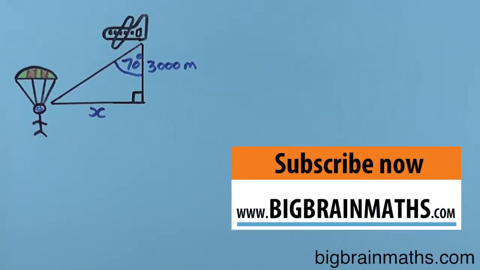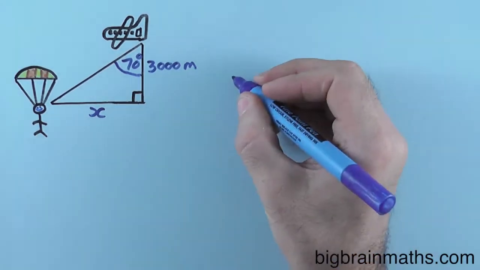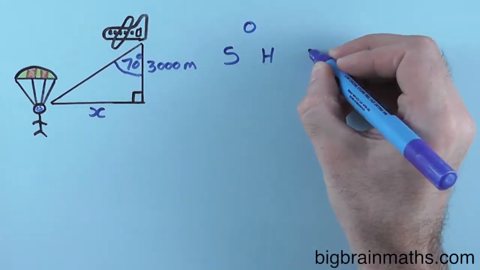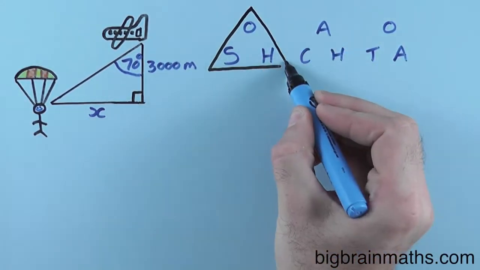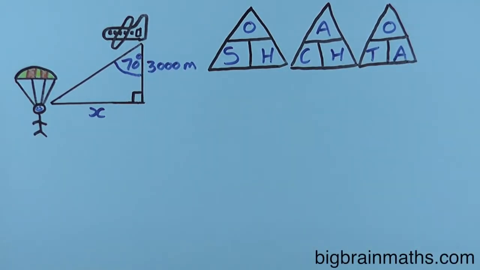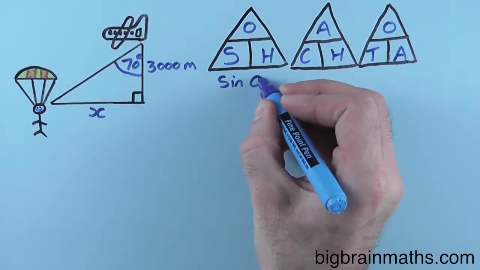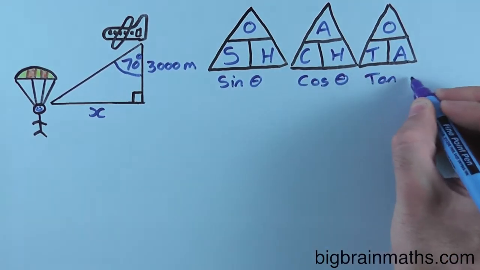Before starting any trigonometry problem, write out the word SOHCAHTOA exactly like this. SOHCAHTOA. Then draw 3 formula triangles around the word SOHCAHTOA. Remember, S stands for sine theta, C stands for cos theta, and T stands for tan theta.